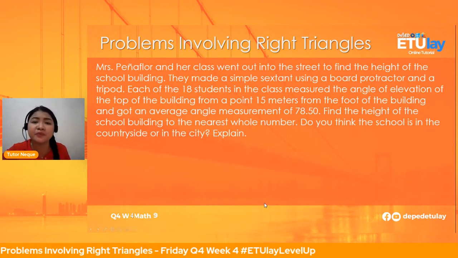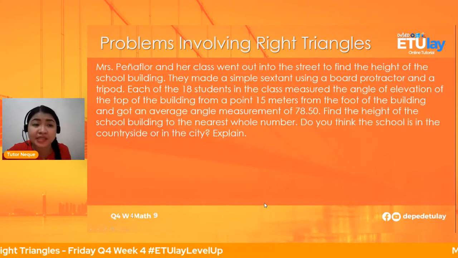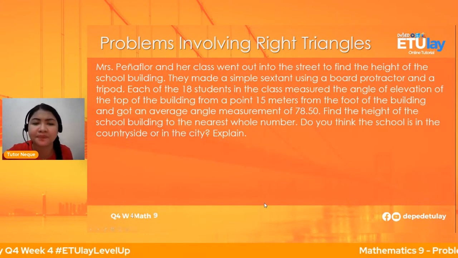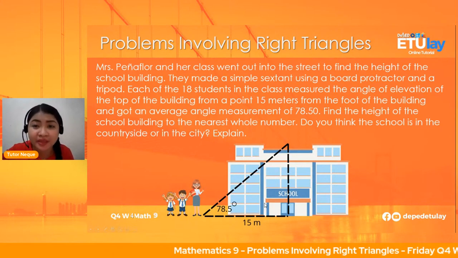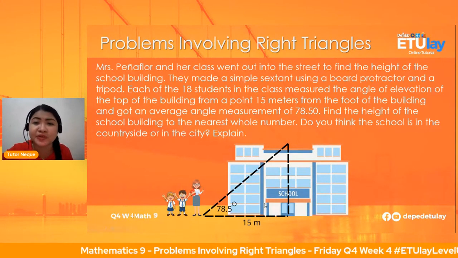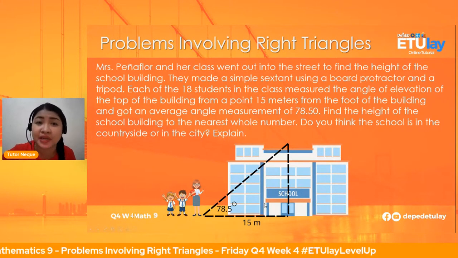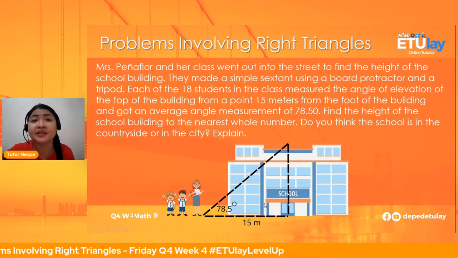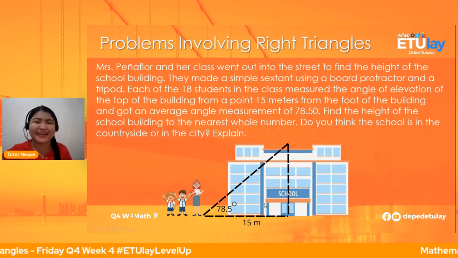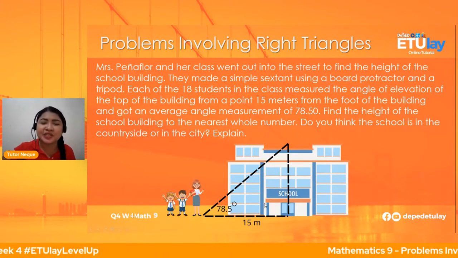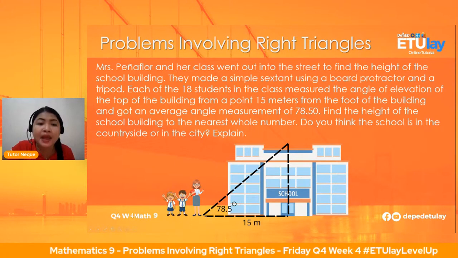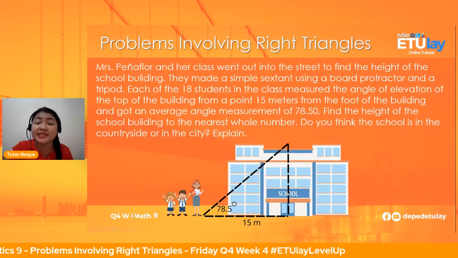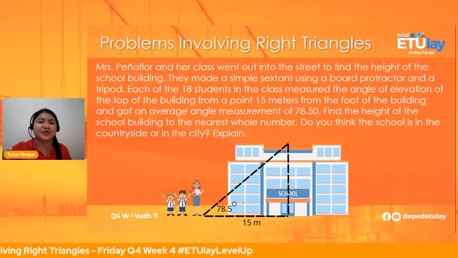And then another follow-up question, do you think the school is in the countryside or in the city? Let's explain it later on. Of course, by the drawing, it doesn't mean na mabivisualize natin na it is in the countryside or in the city. We must calculate first. Okay? So, ito ang ating illustration. Once again, the angle of elevation is 78.5 degrees. And ang ating horizontal distance ay 15 meters.